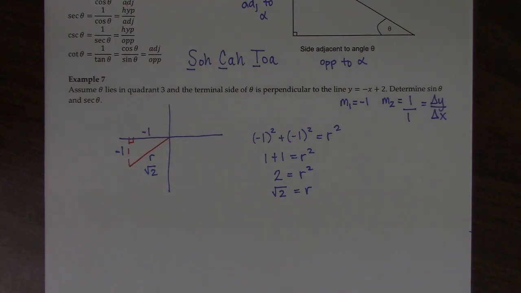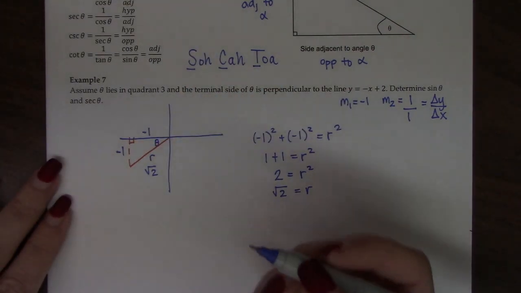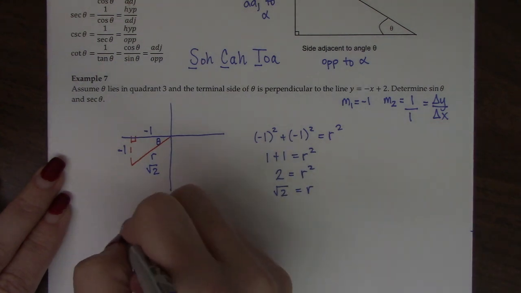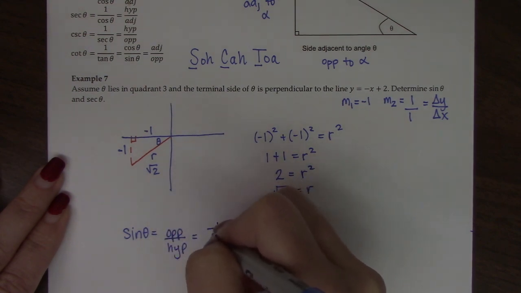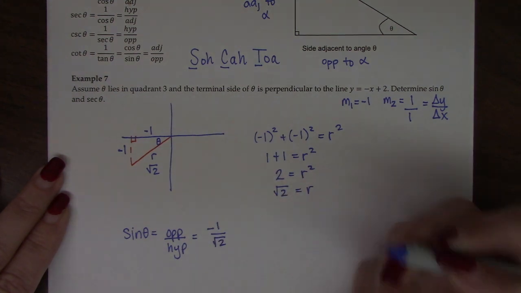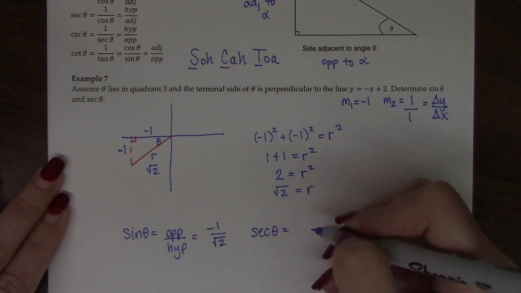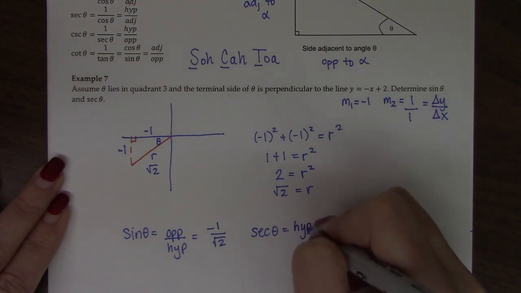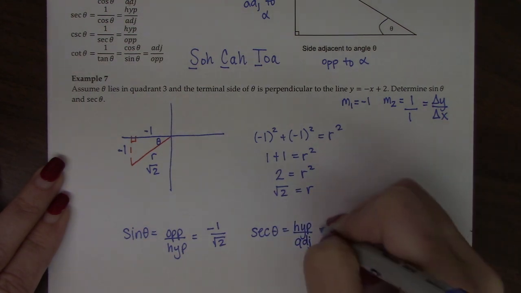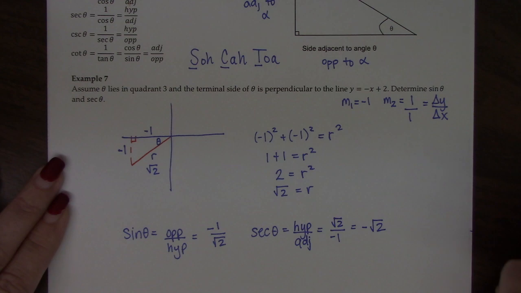Now that I've got all 3 sides of my triangle, with our angle theta here, I can calculate sine and secant. Sine is opposite over hypotenuse, so that's -1 over the square root of 2. Secant is 1 over cosine. If cosine is adjacent over hypotenuse, then secant is hypotenuse over adjacent. So that is the square root of 2 divided by -1, or negative square root of 2.